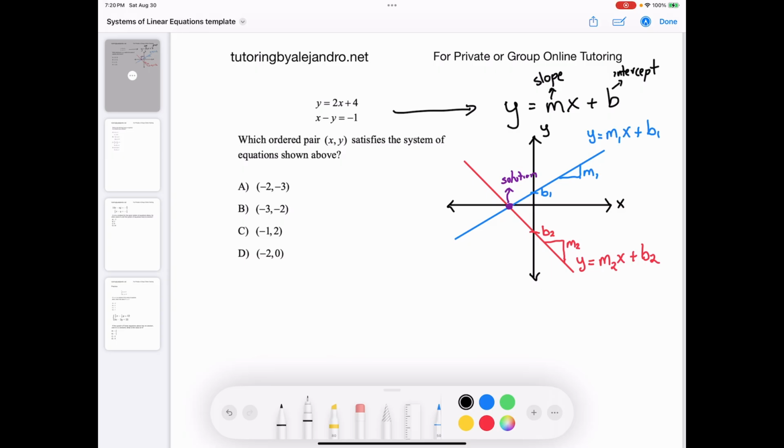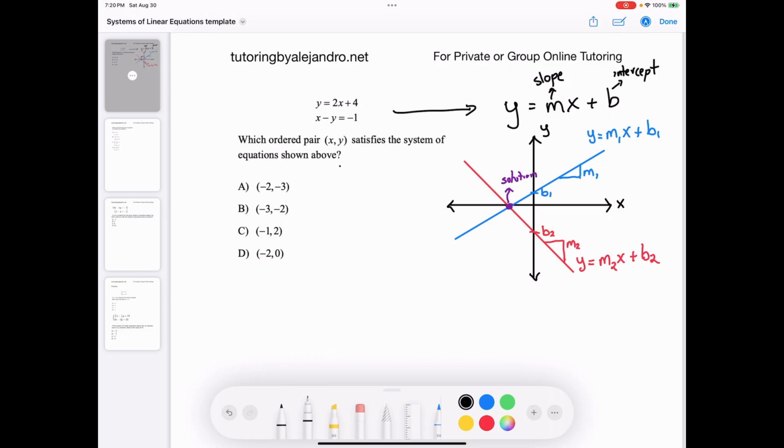And our solution is any point where those two functions touch, okay? So, as I alluded to before, if we're dealing with linear equations or linear functions, you can have a scenario where they'll touch at one point, they'll touch at infinite points, which we'll get to later, or they won't touch at all. Okay? So let's take a look.